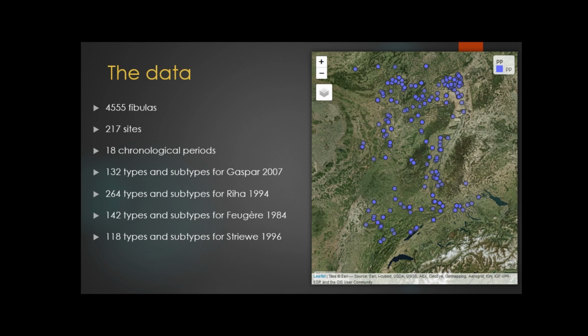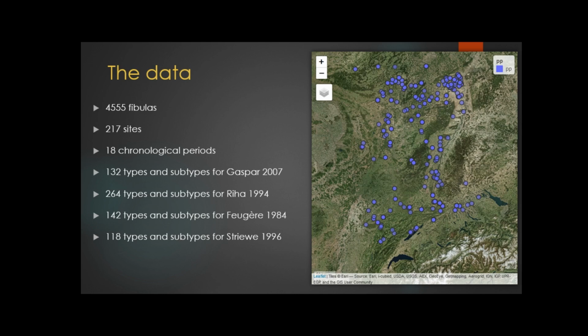These periods correspond to a half century and a quarter of a century at the turn of the first century AC. These fibulas are defined by 132 types and subtypes for the Gaspar typology, 264 for the Ria typology, 142 for the Feuger typology, and 118 for the Strict typology.